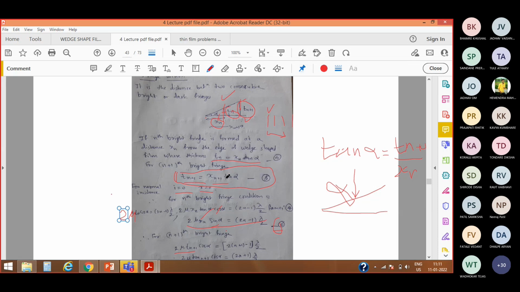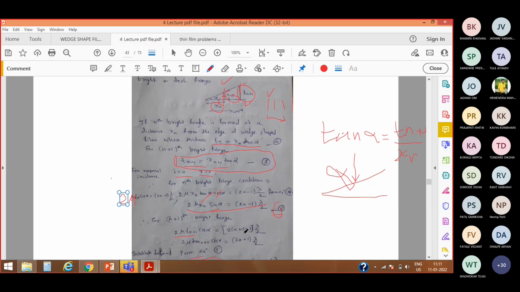Put the value of this equation number 4 in this equation, then what I will get? 2 mu n into xn into tan of alpha into cos of alpha. But what is tan of alpha? Sin upon cos. Cos will get cancelled out. So I will get only sin. So the final answer by solving this equation is 2 mu n into xn into sin alpha is equal to 2n minus 1 into lambda by 2. This is my equation number 6.